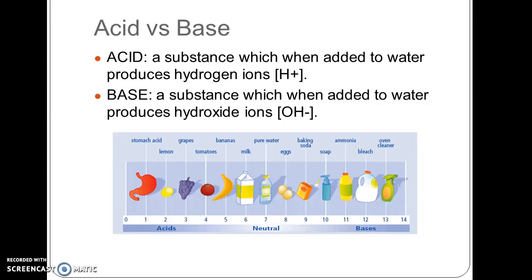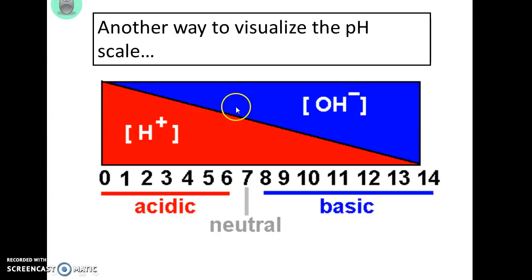Acids and bases. An acid is a substance which, when added to water, produces hydrogen ions. A base is a substance which, when added to water, produces hydroxide ions. This has kind of a scale and it shows you some common household items and where their pH would lie on the pH scale. Here's a way to visualize the pH scale. So this OH minus is the hydroxide ion.